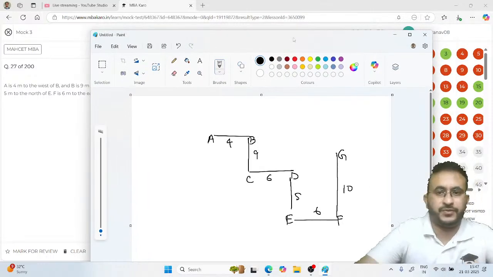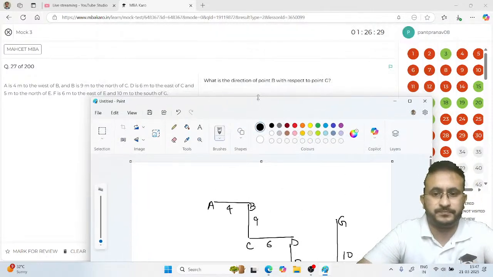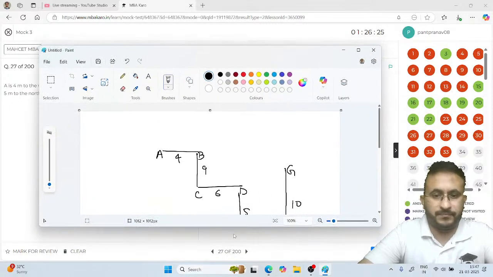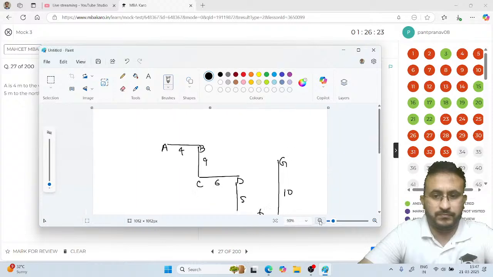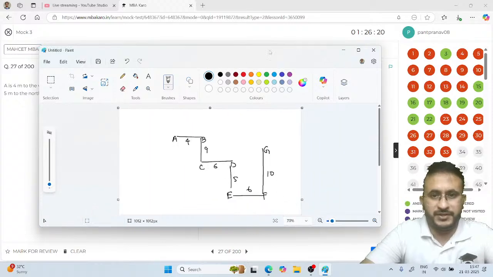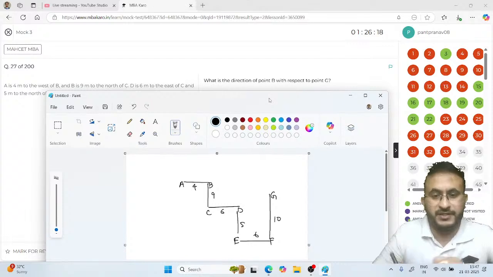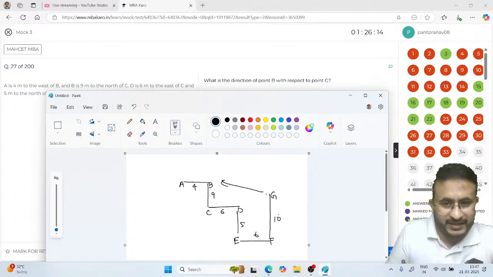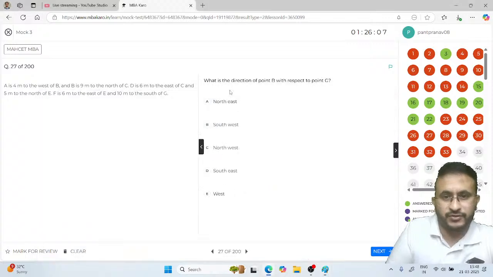Now we can answer these questions based on it. B with respect to G करना है. So B with respect to G is here, B is here, right? So ये 10 है, this is 9 plus 5, 14. So G will be somewhere here, right? So B will be north and west. So northwest.